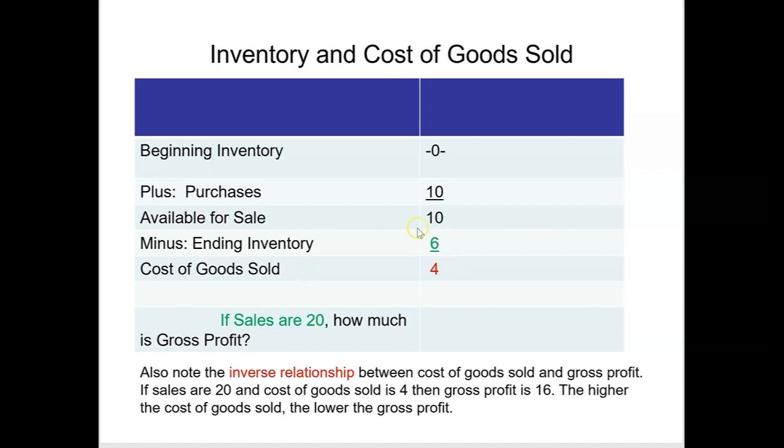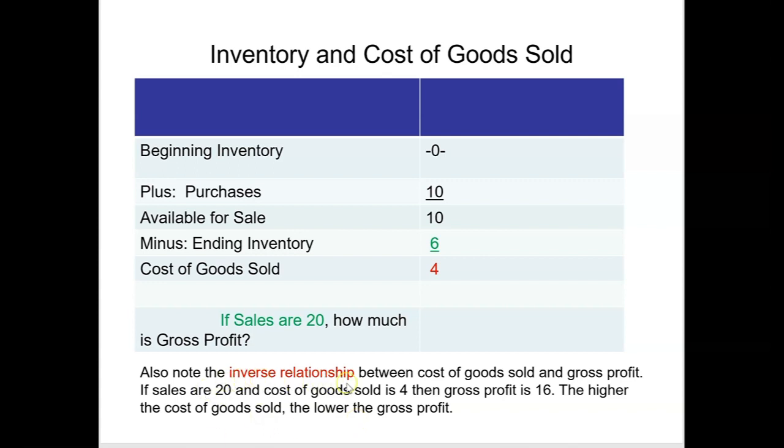And how do we get that? Beginning inventory plus purchases equals total available for sale. Subtract what's still there at the end, and that's the cost of what was sold. And now we can determine if we made any profit, because if the cost of goods sold was $4 and sales are $20, then the gross profit is said to be 16. The higher the cost of goods sold, the lower the gross profit.